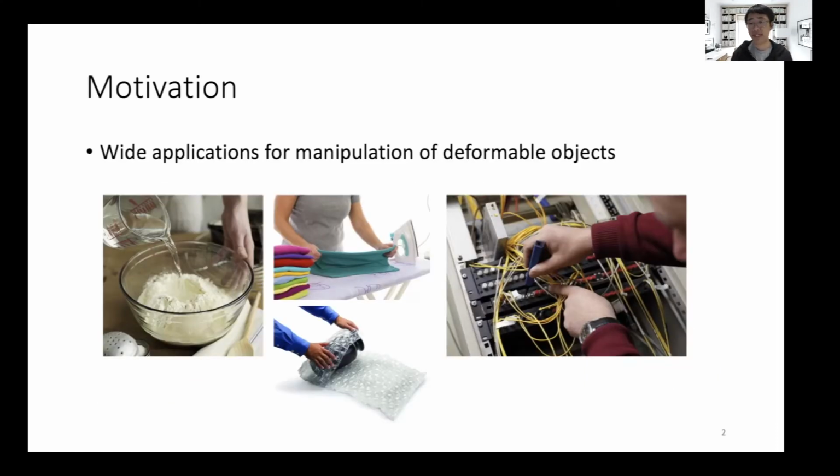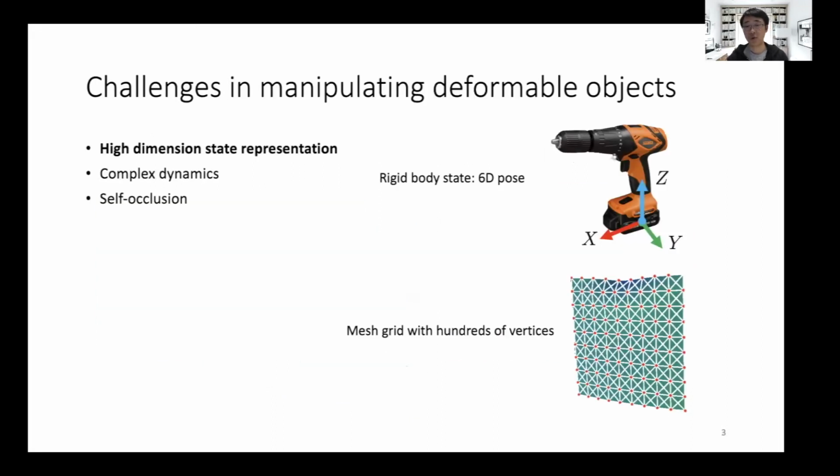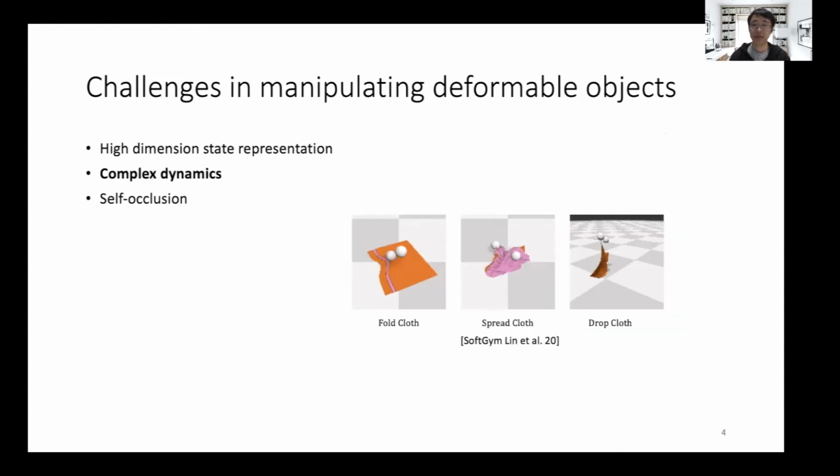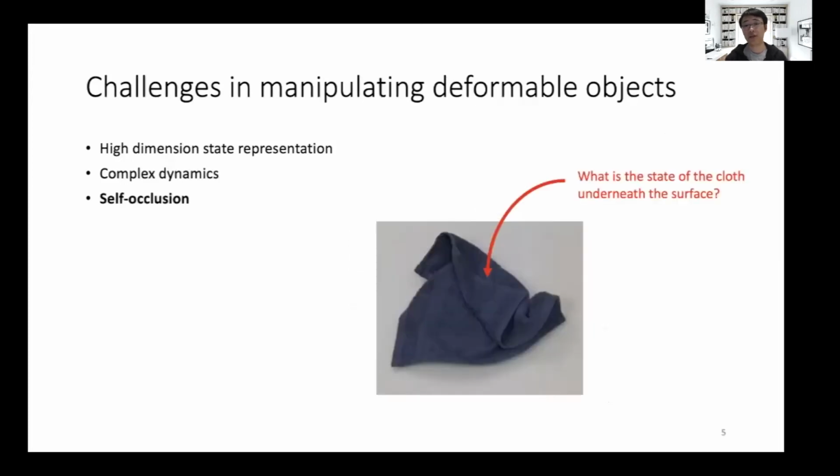Manipulating deformable objects has wide applications, from folding laundry to preparing food. However, these tasks are challenging for the following reasons. First, unlike a rigid object that can be represented by its 6D pose, deformable objects can have a high dimensional state representation. Second, deformable objects can have infinite degrees of freedom, presenting complex dynamics. And third, due to heavy occlusion, it's hard to reason about the state of a cloth underneath its surface.